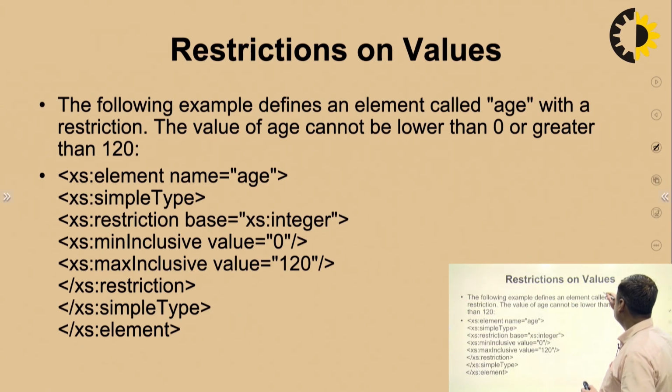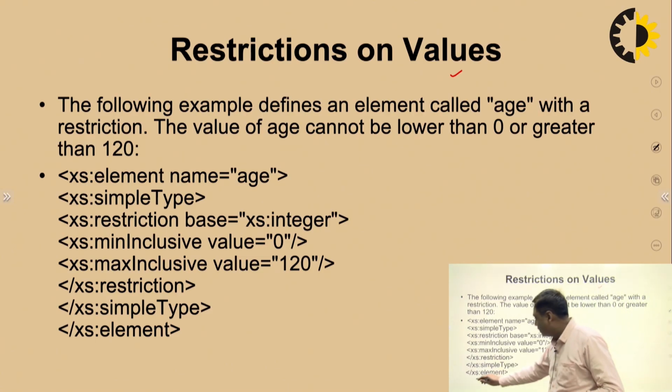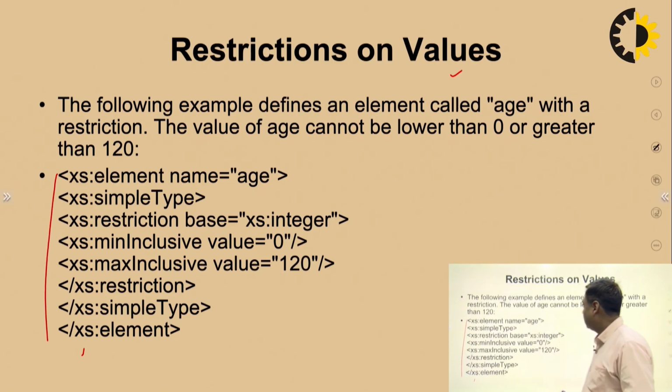Now, going to discuss restriction of the values. Here you can see an XML schema, and here we are going to define an element of XML. The name of that element is age. Now, we are putting restrictions on the value of the age. For example, the value of the age should be between 0 and 120. Here you can take any value, but in this example, we have taken the value from 0 to 120.